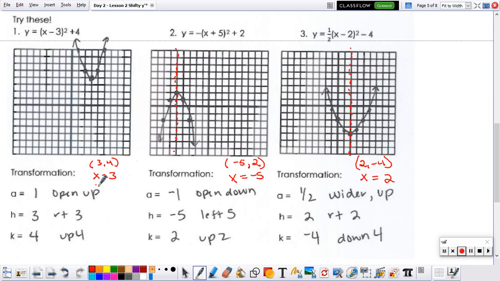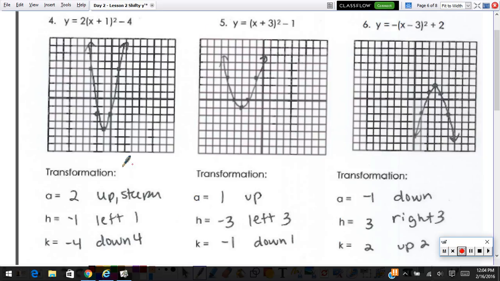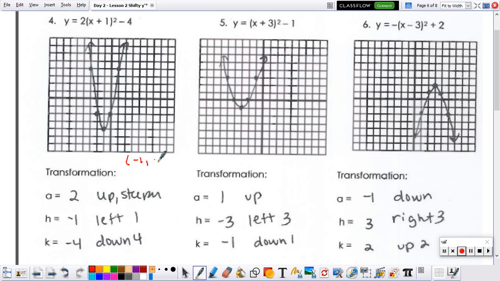So go ahead, I want you to work on all of page 9 in your groups for about a couple minutes, and then I'll reveal the answers. Okay, so here's the answer to number 4, and the vertex is -1, -4 with an axis of symmetry of x equals -1. Here we've got a vertex of -3, -1, and an axis of symmetry of x equals -3. Number 6 has a vertex of 3, 2 with an axis of symmetry of x equals 2. Oh, sorry, 3.